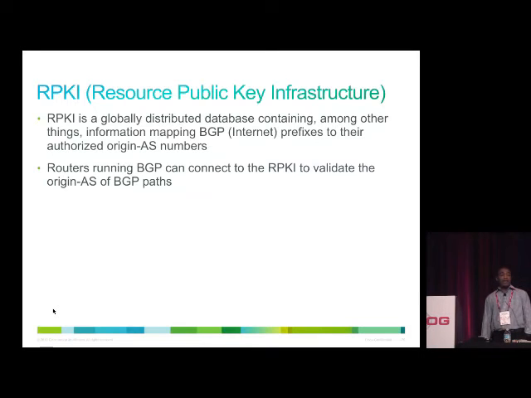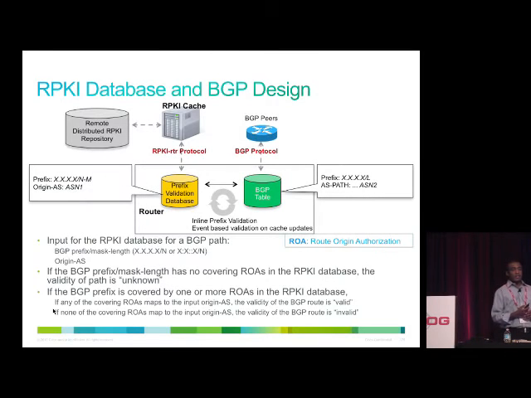So RPKI, the Resource Public Key Infrastructure, is a globally distributed database. It gets its information from the registrars, and it basically verifies the authenticity of a prefix and its origin AS, what the origin AS should be. So here is how it looks.